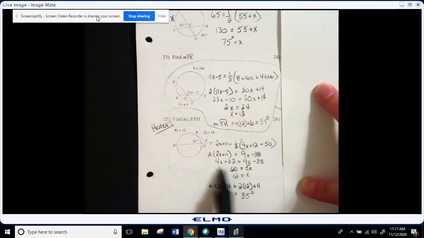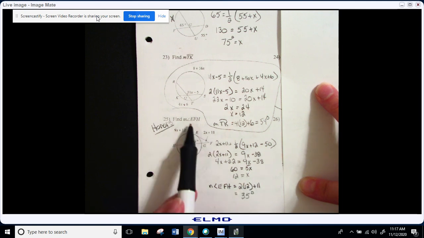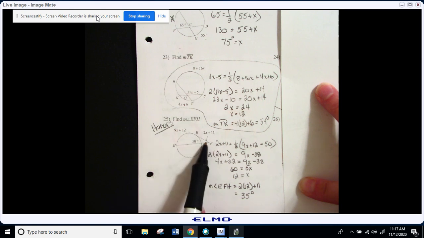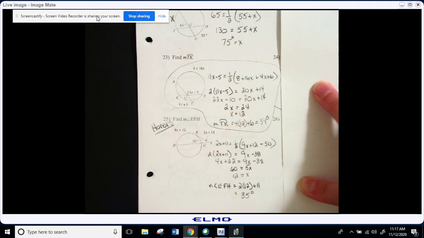So I can subtract that 4, add that 38, gives you a 60 equals 5x. And then divide through by 5 gives you 12. So then they wanted EFH. EFH is this angle, 2x plus 11. So 2 times 12 plus 11 is 35 degrees.